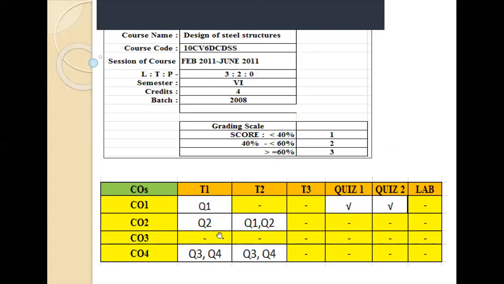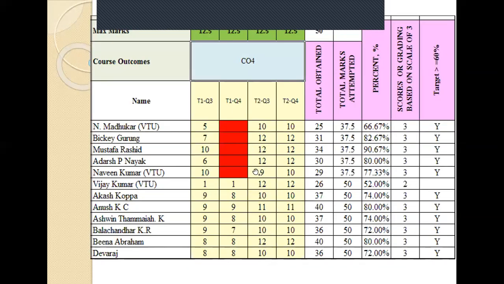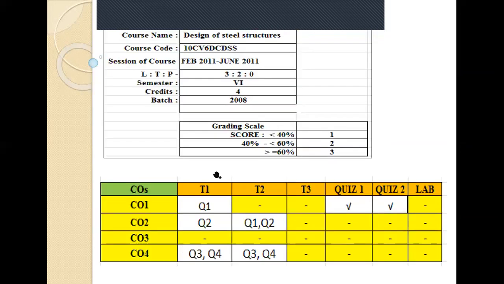So CO3 is nowhere evaluated here. They're not considering it. When it comes to CO4, it is mentioned there. So in T1, that means in test 1 or the terminal test, whatever it is, there are 2 questions which we need to consider. For T2, 2 more questions are to be considered.